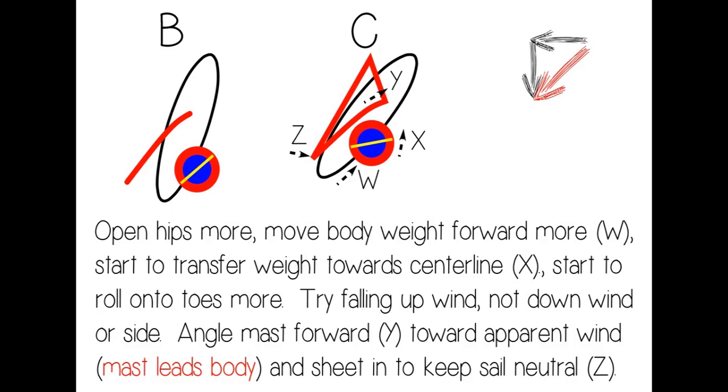Continue to open your hips. Now sheet in. Look upwind. Move your body weight toward the apparent wind and toward the center line, rolling onto your toes somewhat and starting to straighten your legs. Angle the mast into the wind. Do not leave the mast behind you. The sail needs to be between you and the apparent wind before you push on it, and this transition step is where it will start to happen.